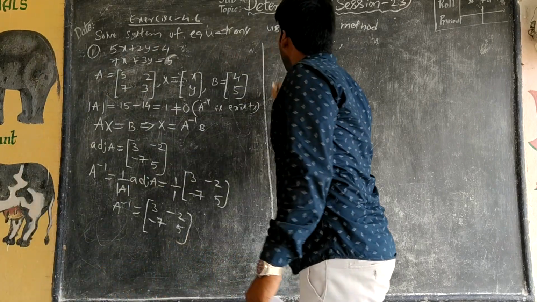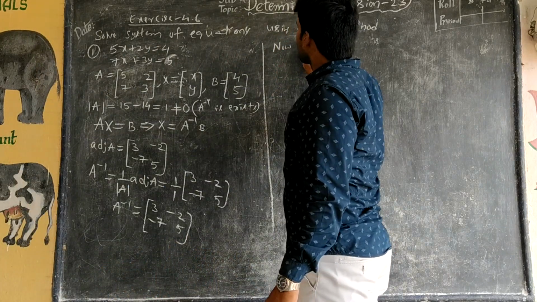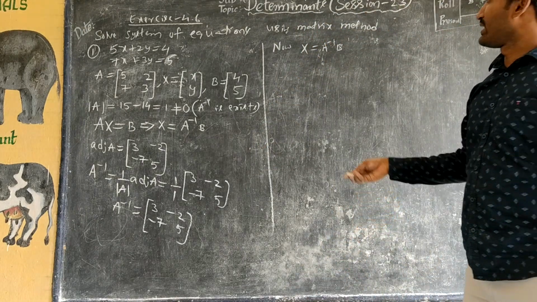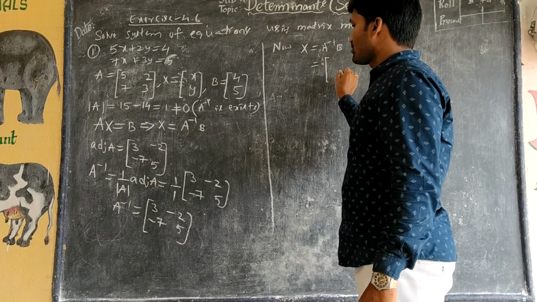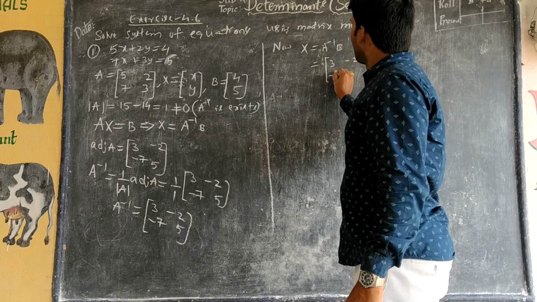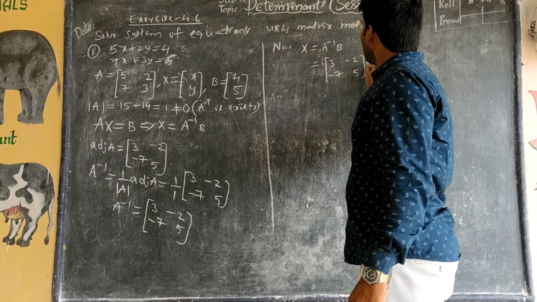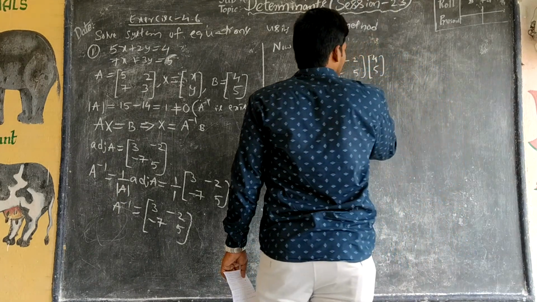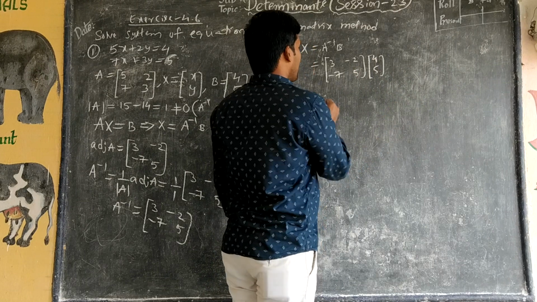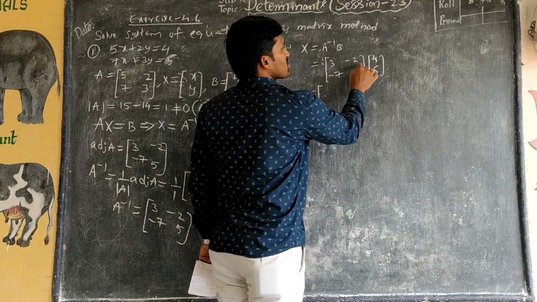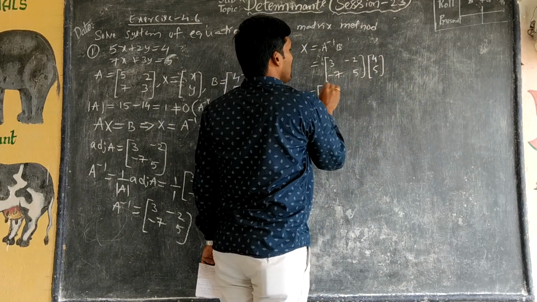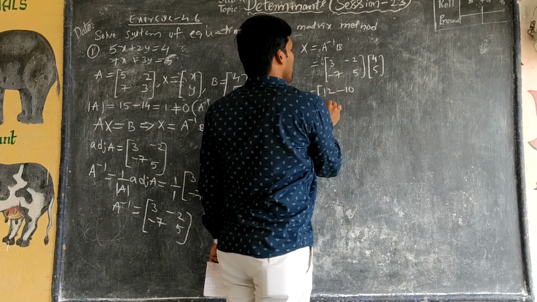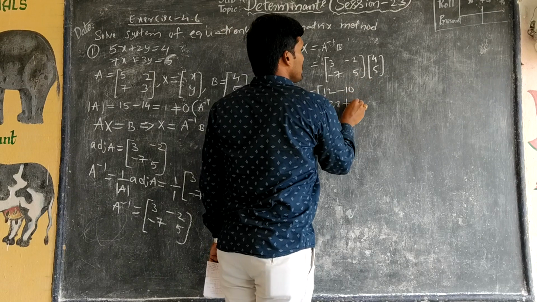Now take that equation. X is equal to A inverse into B. From this we can find the X matrix. What is A inverse? We got 3, minus 2, minus 7, 5, into the B matrix, 4, 5, a column matrix. 2 by 2 into 2 by 1 matrix will give a 2 by 1 matrix. How to find this one? First row with first column. 3 4s are 12. Minus 2 into 5, minus 10. Minus 7 into 4, minus 28. 5 5s are 25.